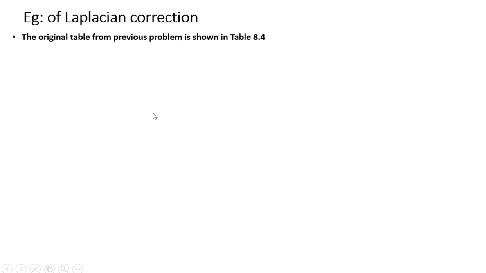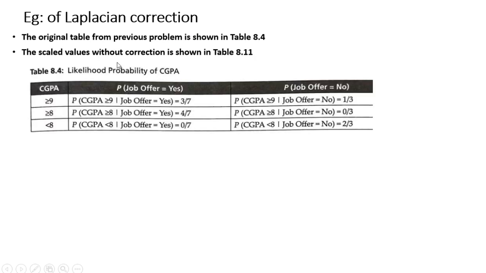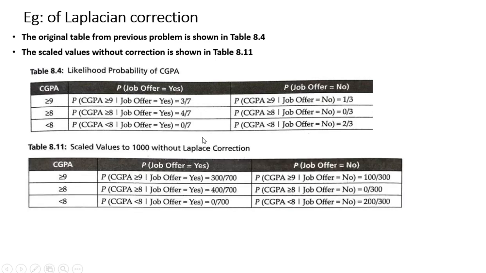Okay, so let's see how we do this. This is what we call Laplacian correction. Suppose this is our original table. This is the likelihood probability of CGPA. What we are observing here is, when CGPA is less than 8, here I have 0. So what I have done in the second table is I have scaled this to 1000.